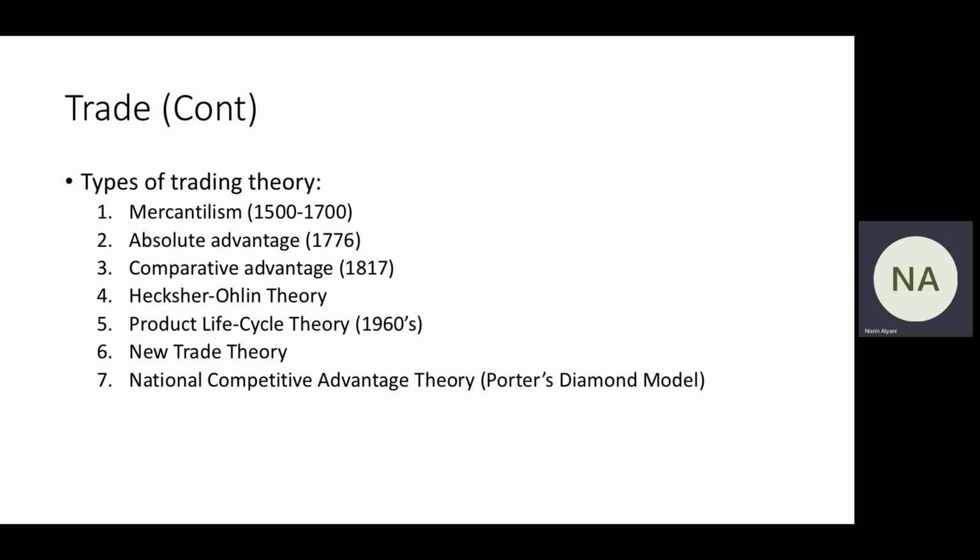So once we understand the term trading, we look at what types of trading theories are available in this business. There are 7: mercantilism, absolute advantage, comparative advantage, Heckscher-Ohlin theory, PLC, new trade theory, and national comparative advantage theory. If you look through these 7, the top 5 are really old trade theories, perhaps 100 years old.